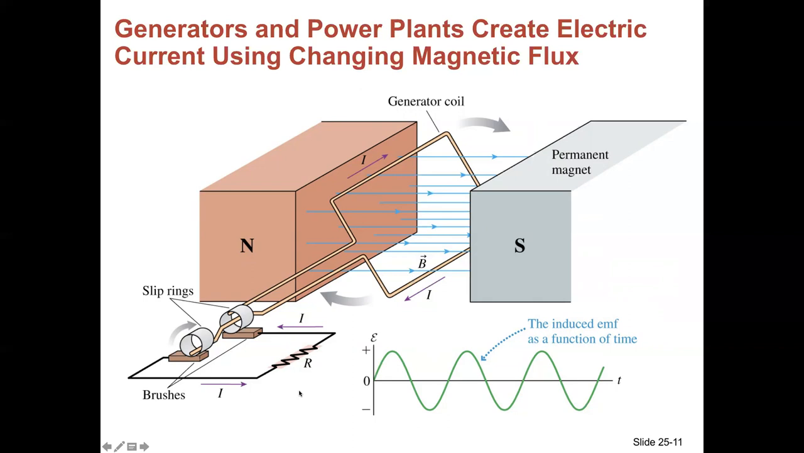This is a very simplified picture here, where this wire loop is in a magnetic field caused by a permanent magnet. But we might have this wire loop in a power plant connected to a turbine, which is turned by water falling over a dam in a hydroelectric power plant, or by steam from a coal or nuclear power plant building up pressure, turning wheels in the turbine, which turns a wire loop or a set of wire loops like this.